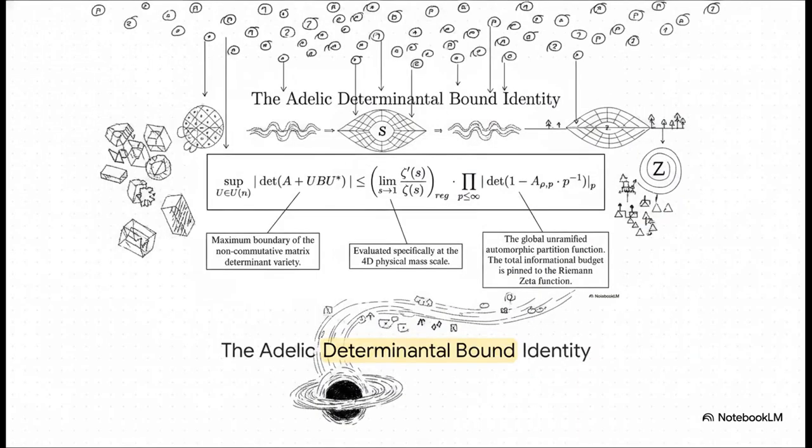And this bound identity brilliantly illustrates how that clamp actually works. Look at the right side of the inequality. When we evaluate this strictly at the 4D physical mass scale, where s equals 1, the absolute maximum limit of our chaotic determinant is perfectly capped by the regularized Riemann zeta function. The primes form an inescapable ceiling for physical reality. There's just no way around it.